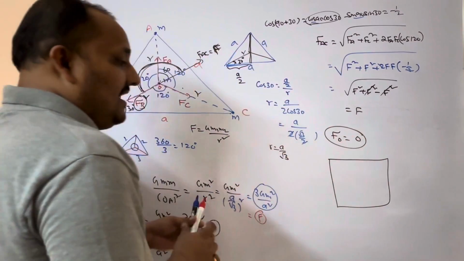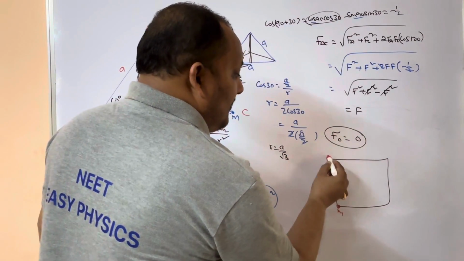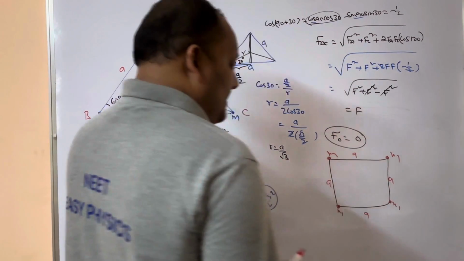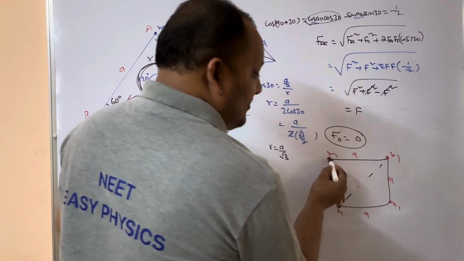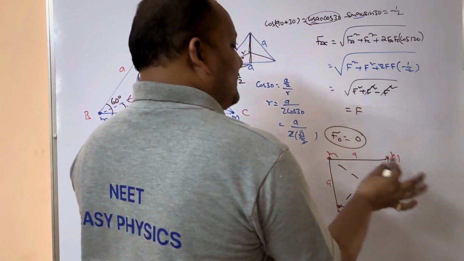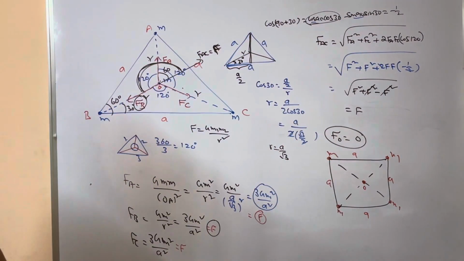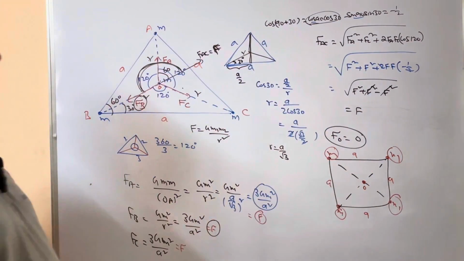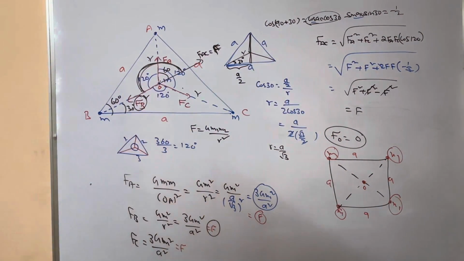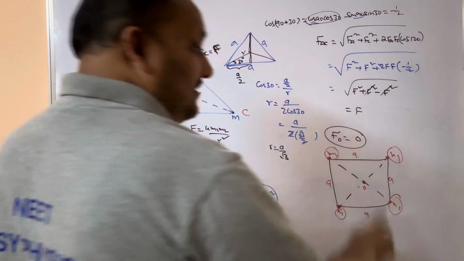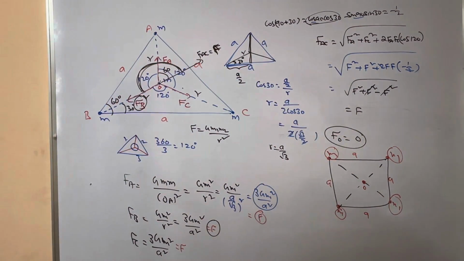Four masses are given at four corners of a square, each side being a. What is the resultant gravitational force at the center? At the center of the square, whatever mass you keep, the resultant force is going to be 0, provided all the masses are present and each mass is the same. All the masses should be the same. Okay.